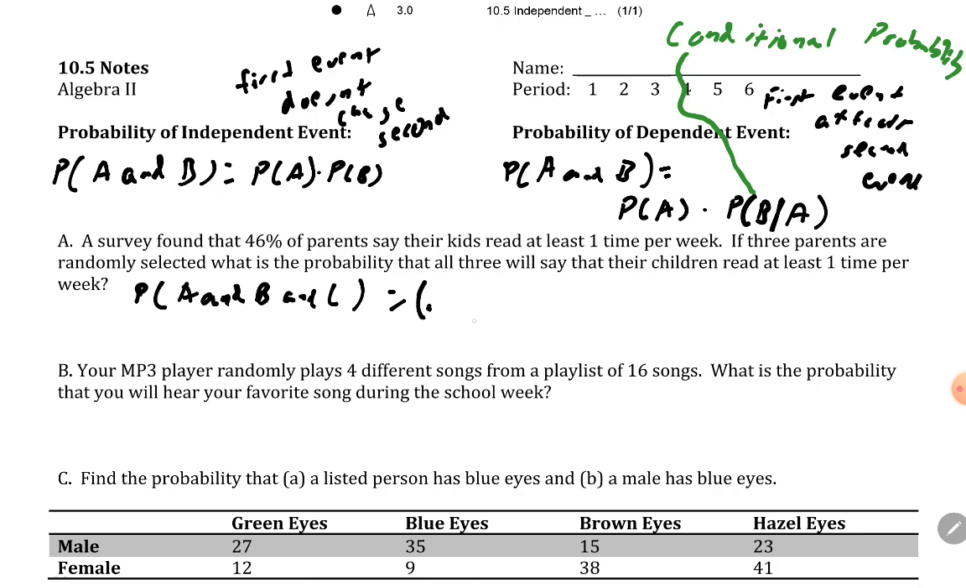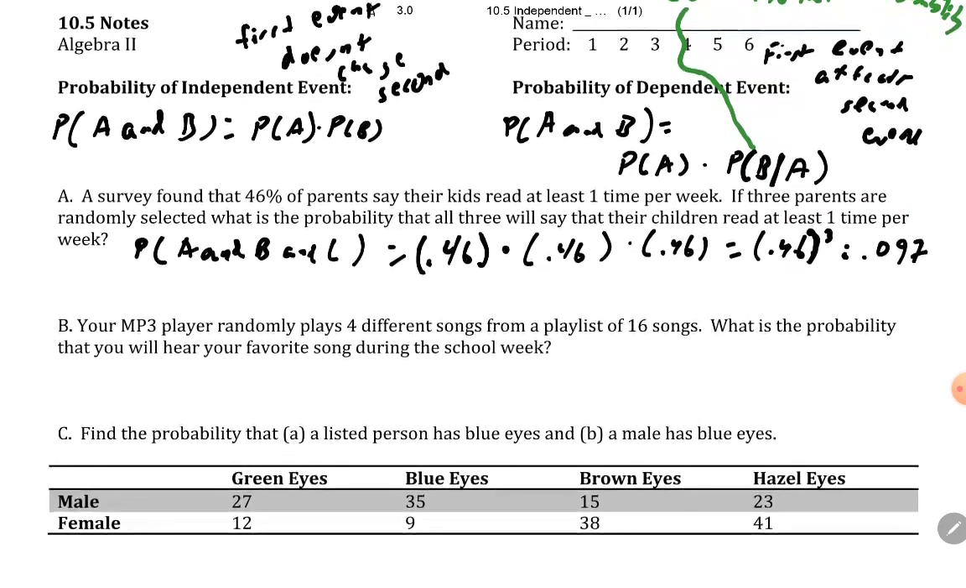So the probability of a parent saying that their kid reads at least one time per week is 0.46 or 46%. The probability of the second parent is 0.46, times the probability of the third being 0.46. So that is 0.46 to the third power, which is 0.097. So there is a 9.7% chance of that happening if they picked 3 parents from their survey group.